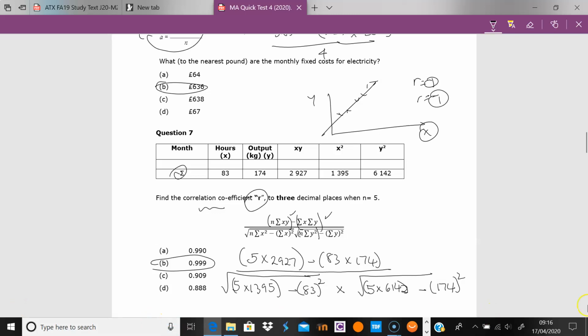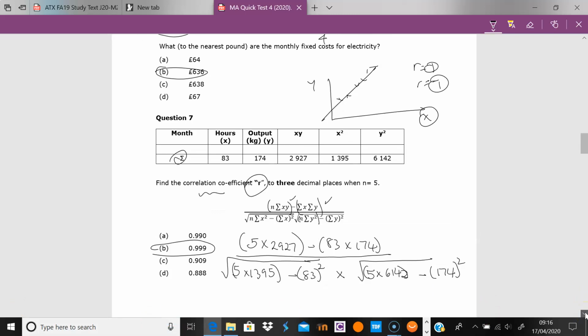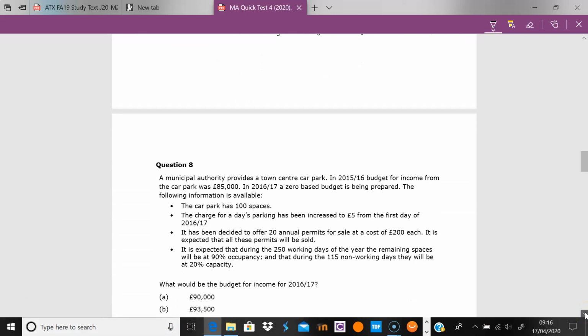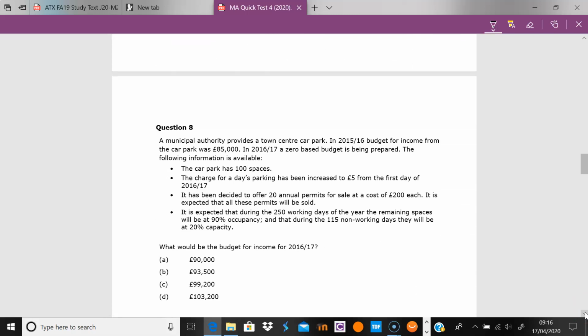All right, great. And that's the correlation coefficient. The next one, you just have to be careful. This is a zero-based budget. We've talked about these. You're starting from scratch. It says this car park has 100 spaces. They tell us that 20 of these spaces are going to go annually, so there's only going to be 80 spaces left for any issue.